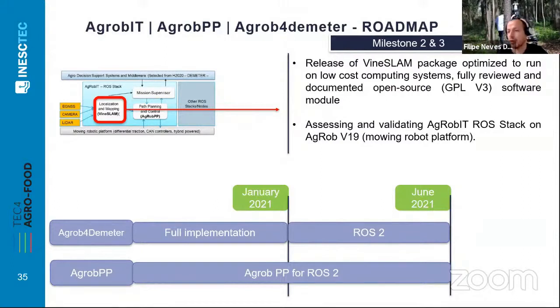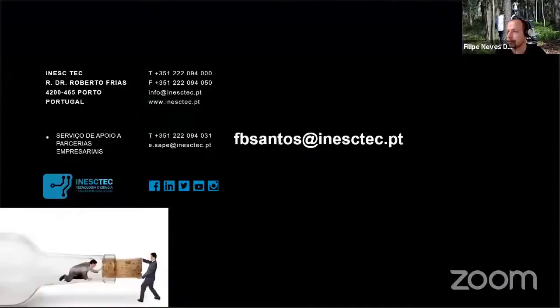And for the previous work that we have done on path planning and on the mission control and supervisor, we will also contribute by moving from ROS 1 to ROS 2, because we believe ROS 2 will be more compatible with the new decision support systems that will exist in the future in the agricultural and forestry sector.